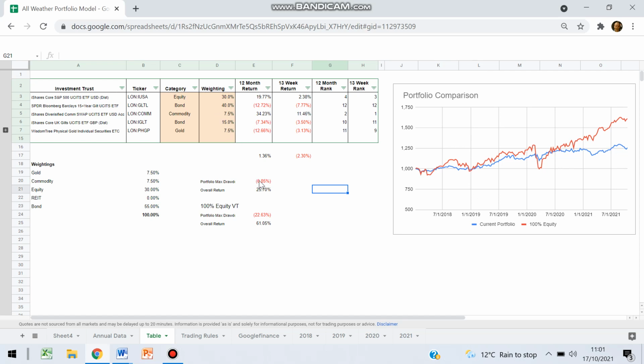In terms of the portfolio results over the last 3 or so years, maximum drawdown 6.85%, overall return 26%. So the drawdown is very good, the returns less so. And then if you're all in equities, maximum drawdown 22.6%, but you've got 61% growth, and that's shown in the graph here. Quite a steady line for the all-weather portfolio, but it's lagging behind equities quite a lot.